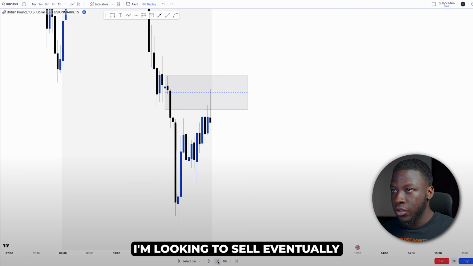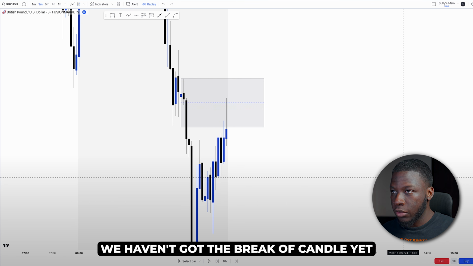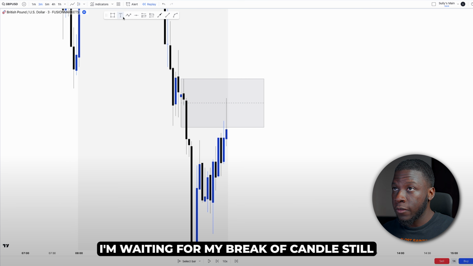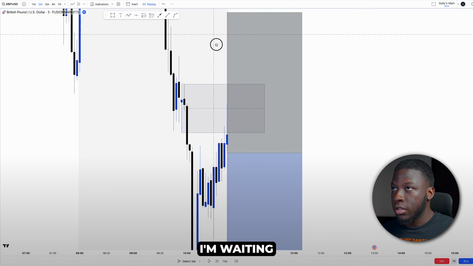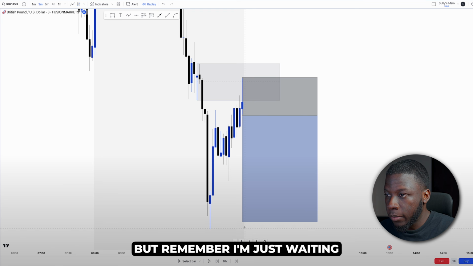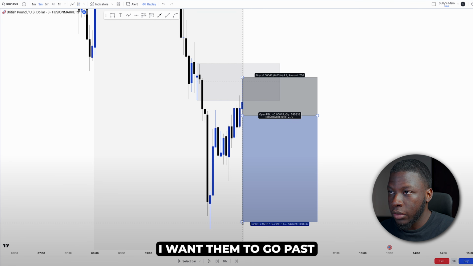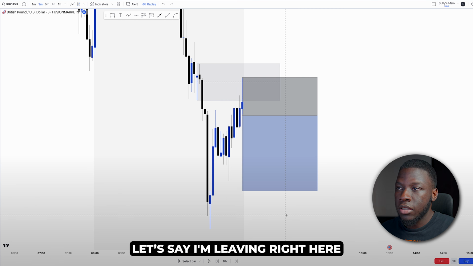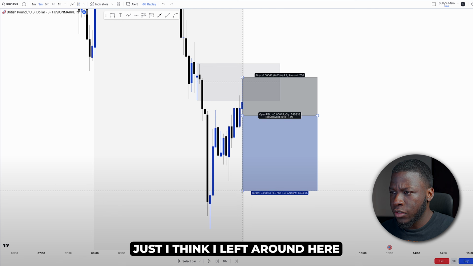I'm looking to sell. Eventually, we haven't got the break of candle yet. I'm still waiting for my break of candle. Boom. My stop loss is going to be right here. I have no idea if they're going to give it to us yet, but remember, I'm just waiting for that break of candle. I want them to go past the previous candle. And for my take profit, let's say I'm leaving right here. I think I left around here.